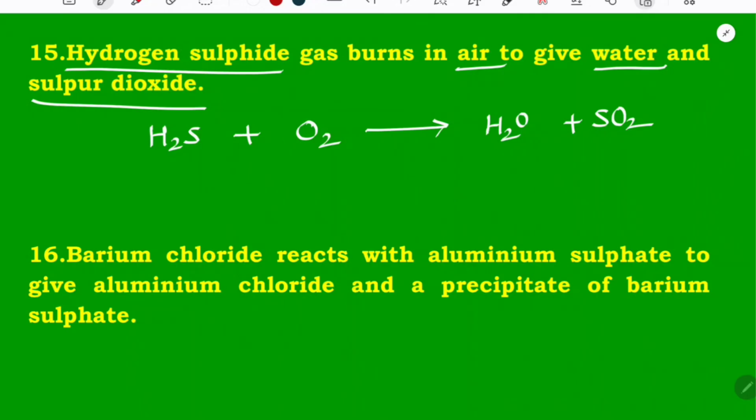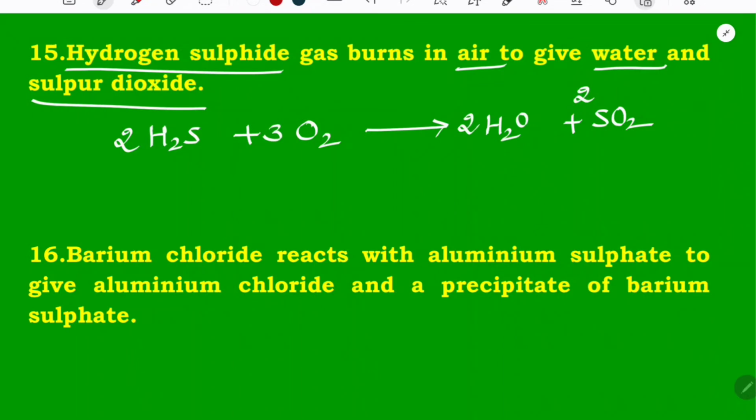3 oxygens on this side, only 2 on the other. So I'll keep 2 here. Sulfur is only 1, so I'll keep 2 here. Automatically 4 hydrogens. Then how many sulfurs? 2 sulfurs. So hydrogens are balanced, sulfur is also balanced. Oxygens: this 2 plus 2 into 2, so 6. 6 means 3 O2.